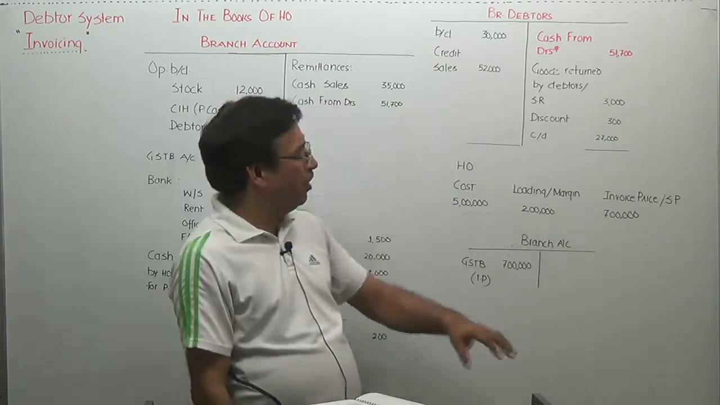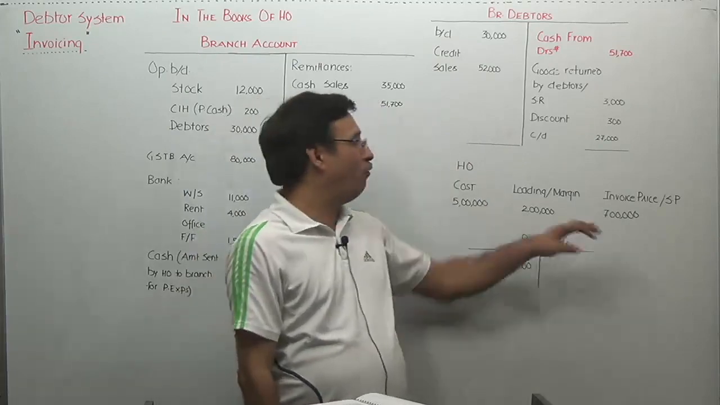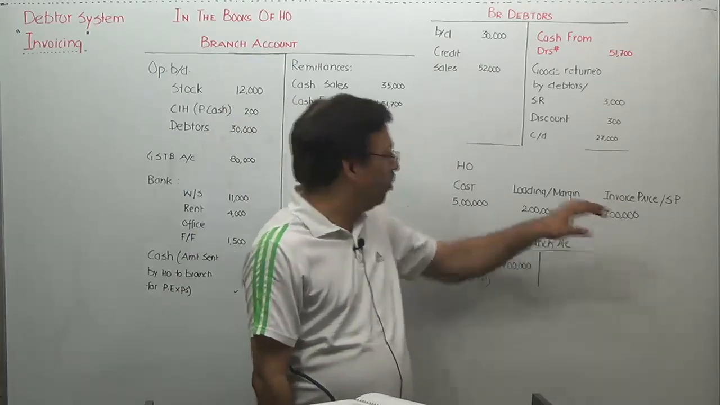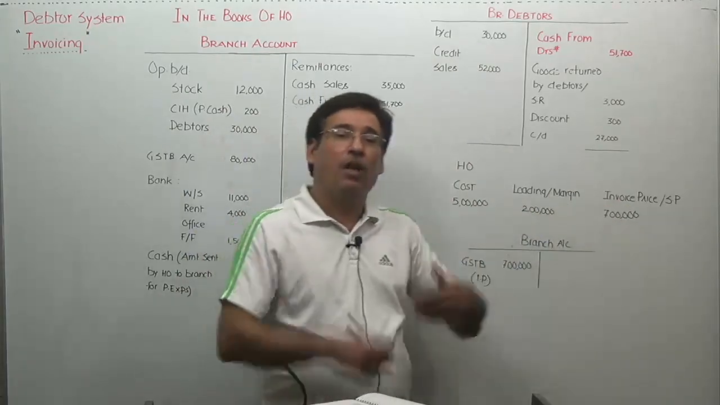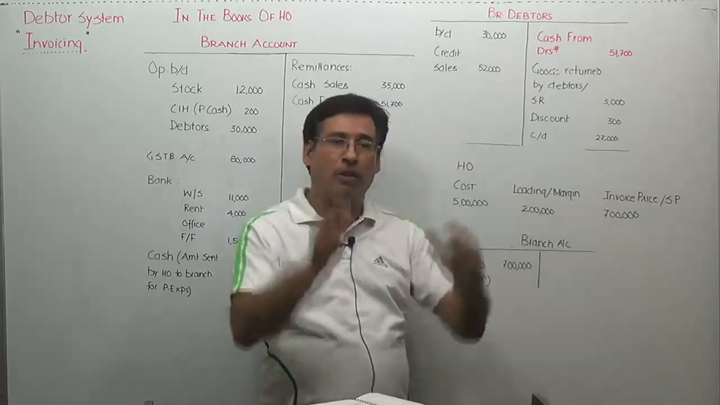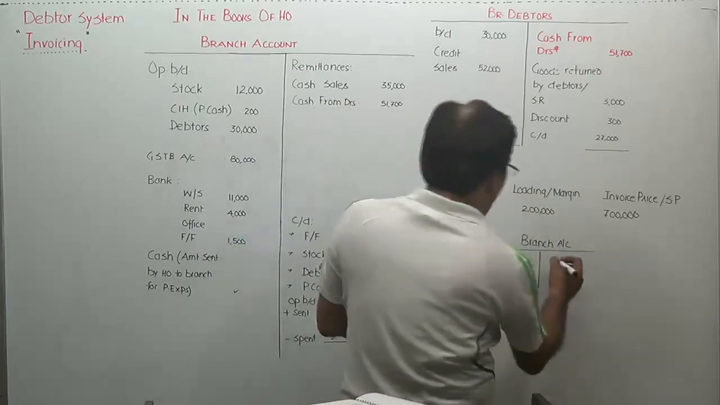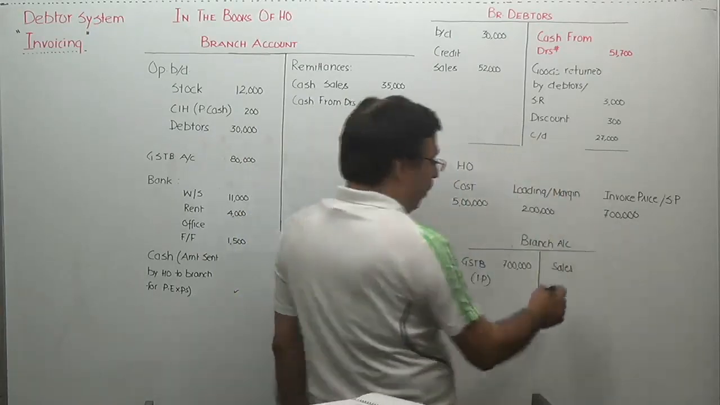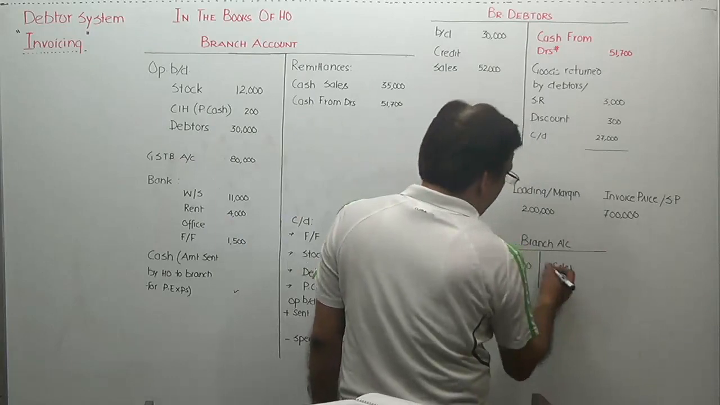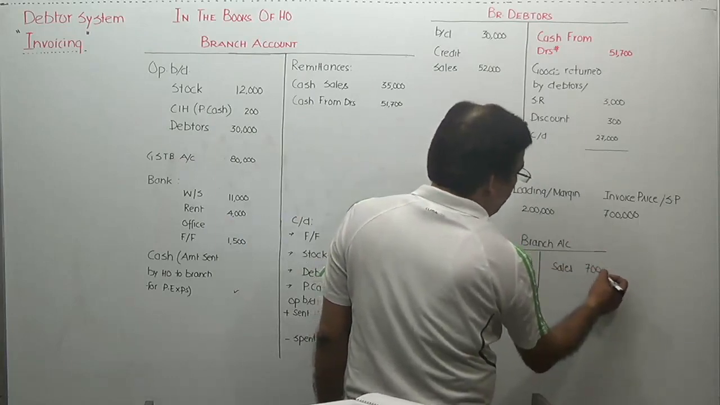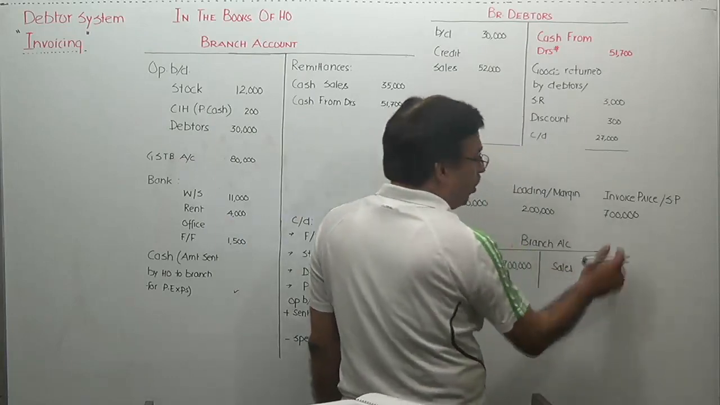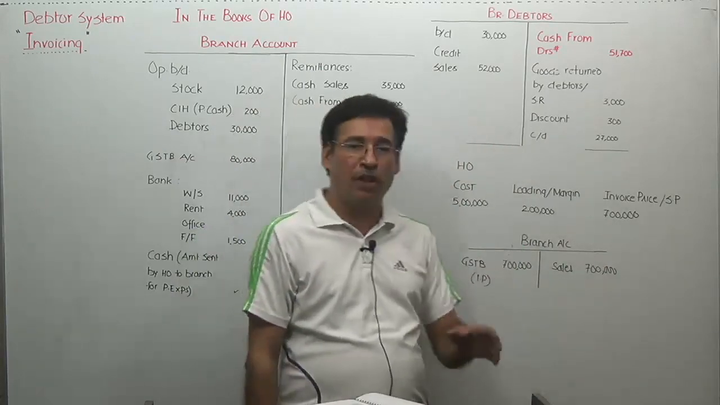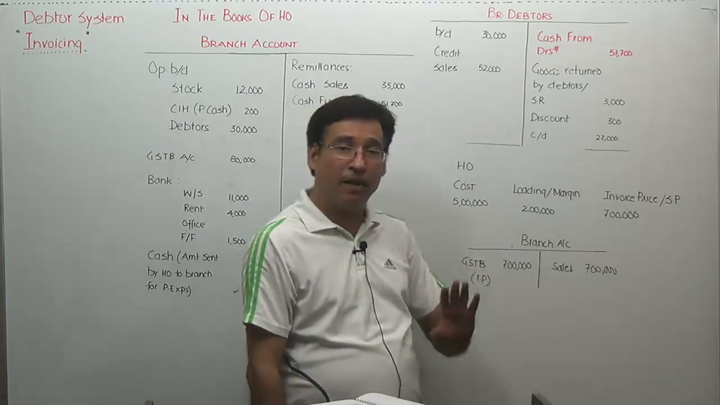Now, branch was instructed to sell 5 lakh worth of goods at 7 lakh. Remember one thing, branch does not know the real cost price. Now, presuming all the goods have been sold by branch, I will write here sales. Presuming all the goods have been sold by way of cash, so cash sales. All the goods would be sold at rupees 7 lakh because head office itself asked the branch manager to sell the goods at rupees 7 lakh.